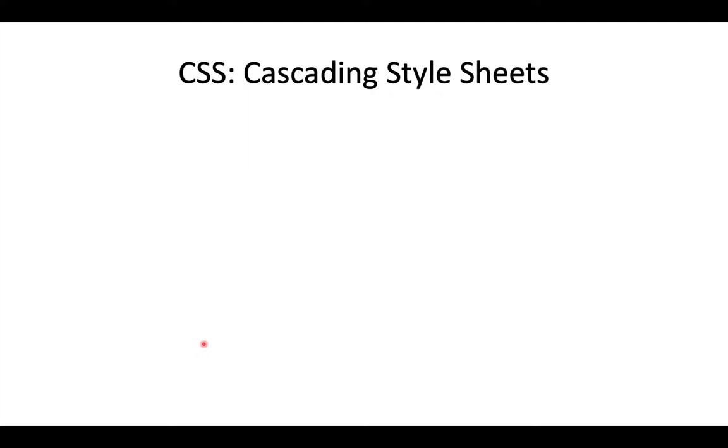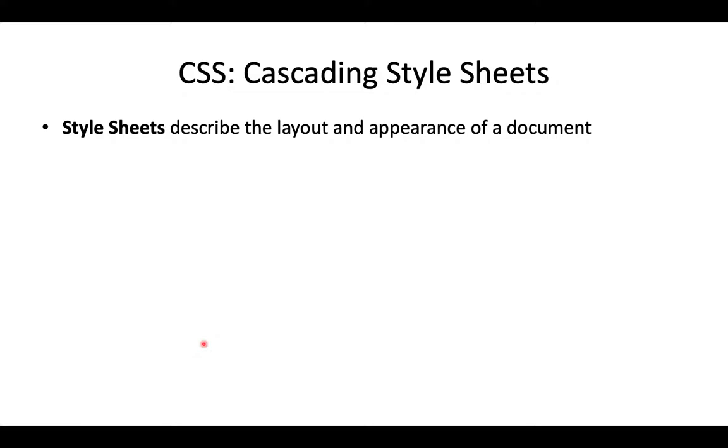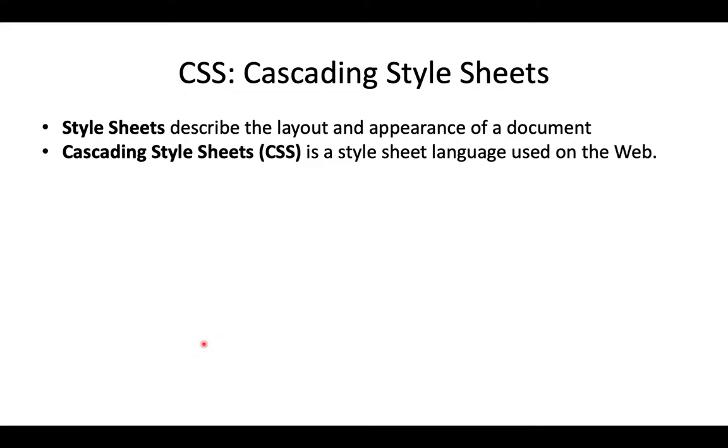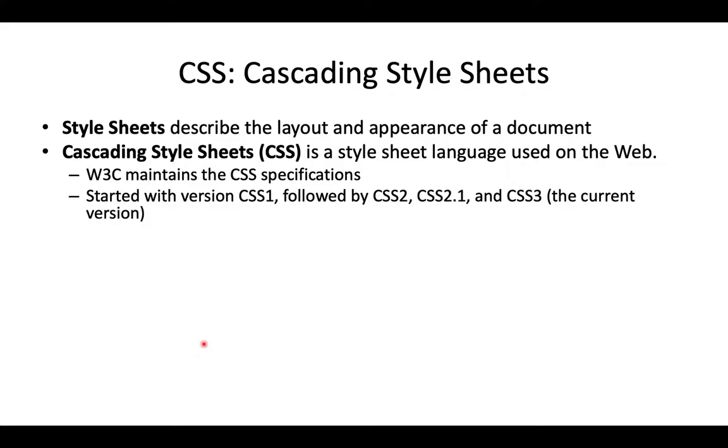The next one is CSS, which stands for Cascading Style Sheet. Style sheet means it gives you the formatting information, how it looks. And the cascading is how the rules defining CSS work, which we'll cover a bit more later. Yeah, style sheet means the appearance, and Cascading Style Sheet is the most common one. Again, W3C designs the specification or the formal standard. And as you can imagine, it started with version 1 and then 2, 2.1, and the latest one is CSS 3.